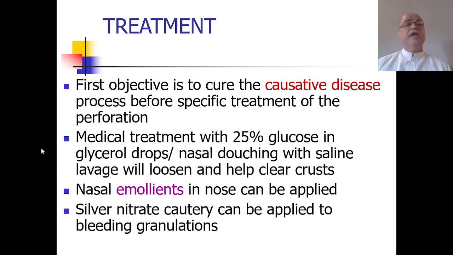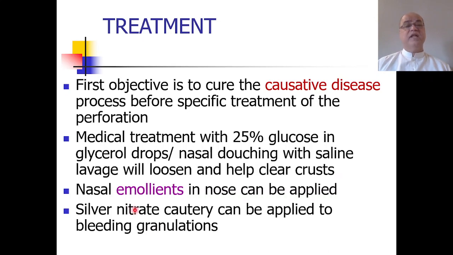Then locally, we can advise medical treatment with 25% glucose in glycerine drops, which will soften the crusts and make them easy to remove without laceration of the mucosa and bleeding. Then we can advise the patient nasal douching with saline, so that again there is no dryness and crusts are not formed, or if some crusting is there, that will be softened and it will be easy to remove those loosened crusts.